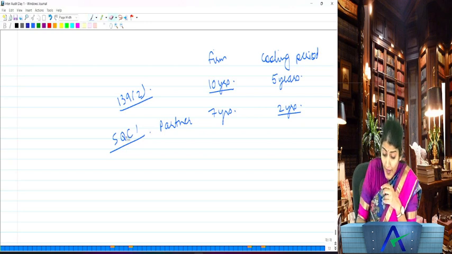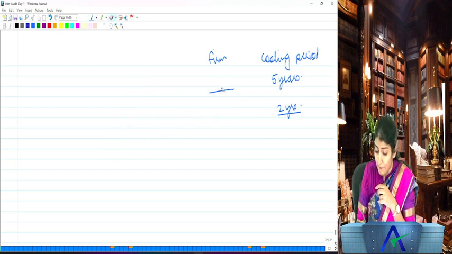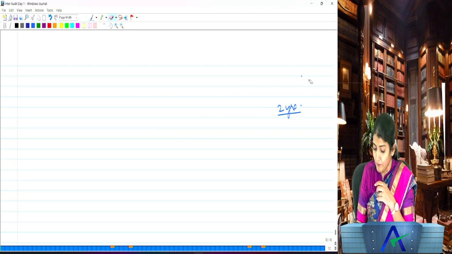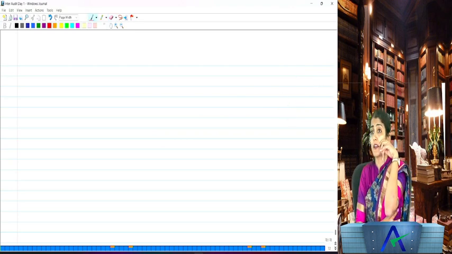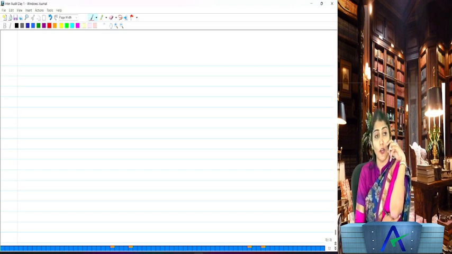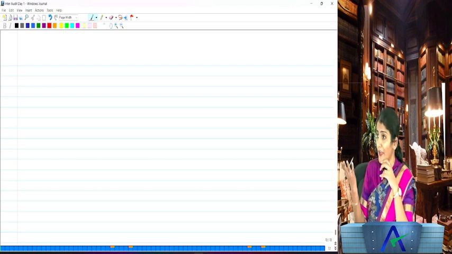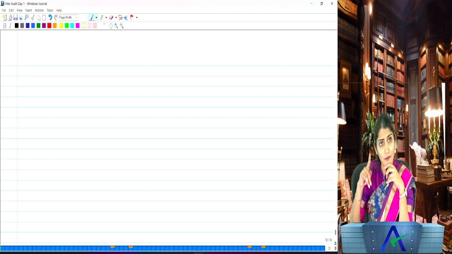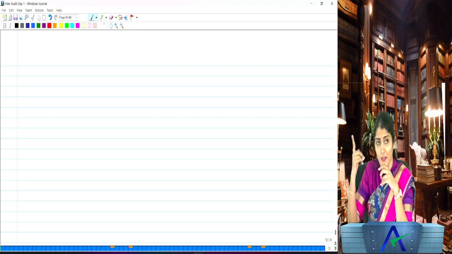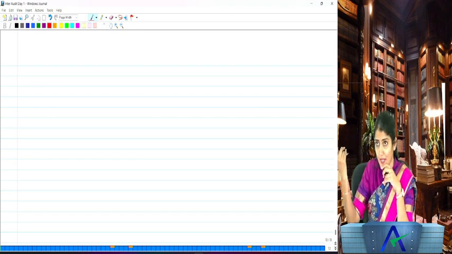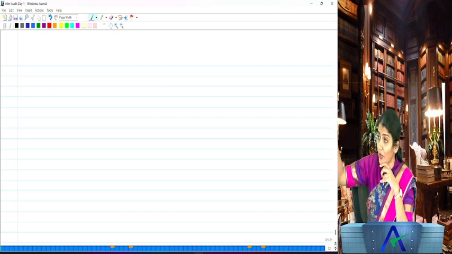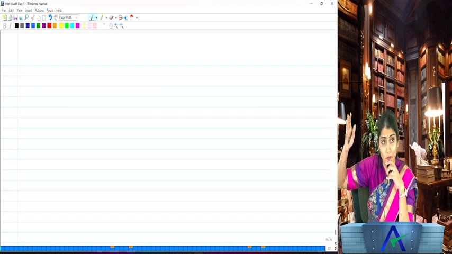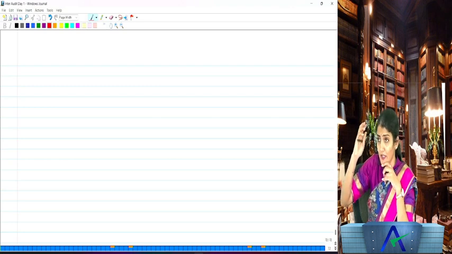Okay, so now, can an individual do an audit of a listed company for 5 years? Think and say. Can an individual do an audit of a listed company for a period of 5 years? Individual, 1 term of 5 consecutive years, listed company, rotation provision applicable. So what I asked you, can an individual do an audit of a listed company for a period of 5 years? Yes, he can do the audit of a listed company.